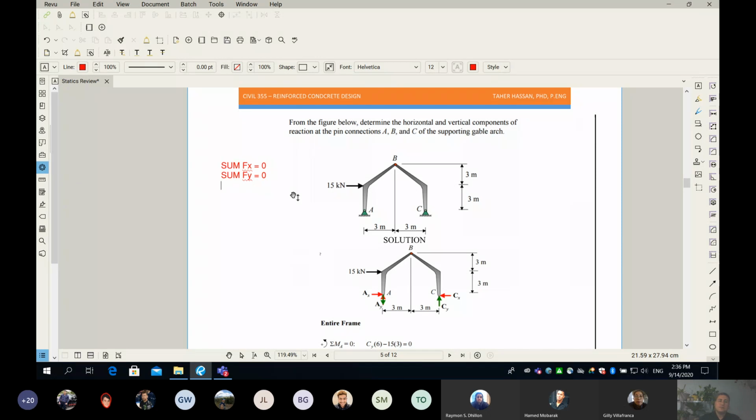What's the last one? Moment. So the sum of moments, I'm going to write it in plain English, around any point is equal to 0. The third one is as important as the first 2 because this one will guarantee that your structure is not going to rotate.